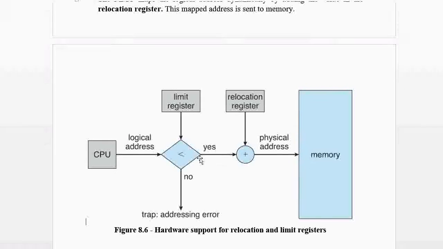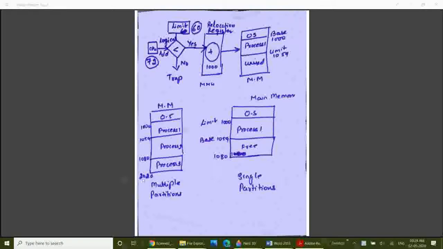I will now explain how protection is given to the memory partition using the relocation and limit registers. Okay, so you can see here memory is divided into single partition as well as multiple partition. When I say single partition, at a time only one process is brought into memory and executed, and all the other available memory space is unused.